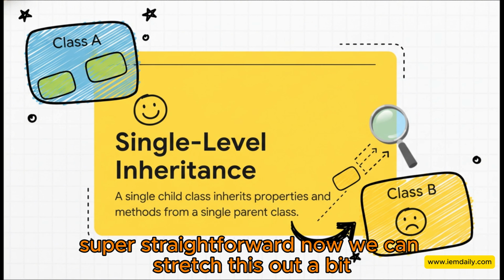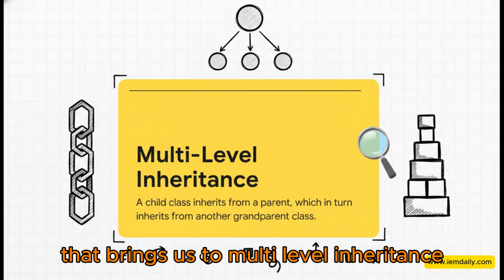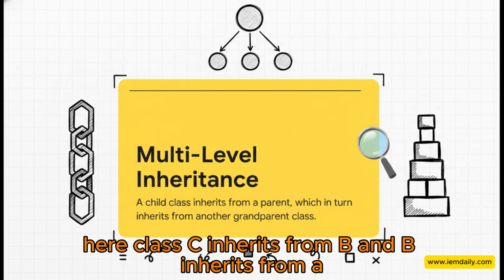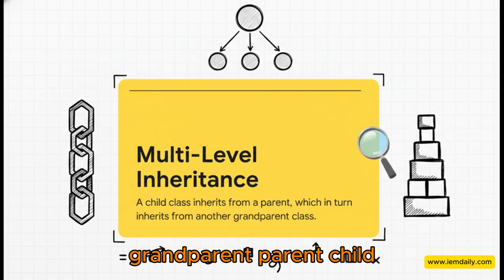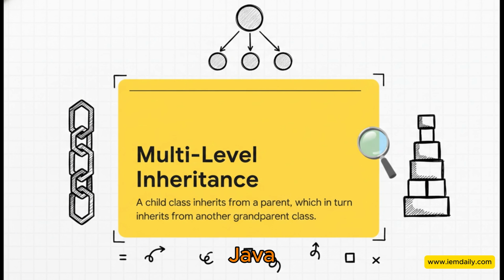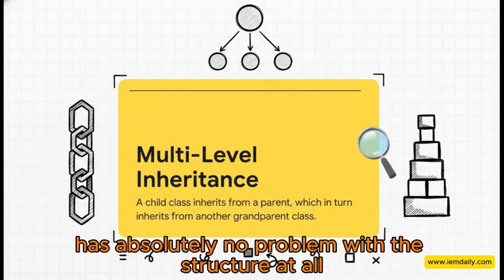Super straightforward. Now we can stretch this out a bit. That brings us to multi-level inheritance. Here, class C inherits from B, and B inherits from A. Just think of it like a family line: grandparent, parent, child. Java has absolutely no problem with this structure at all.